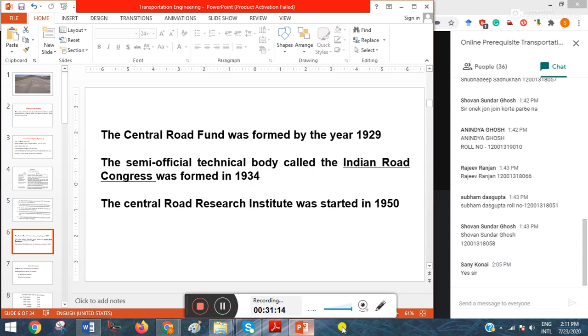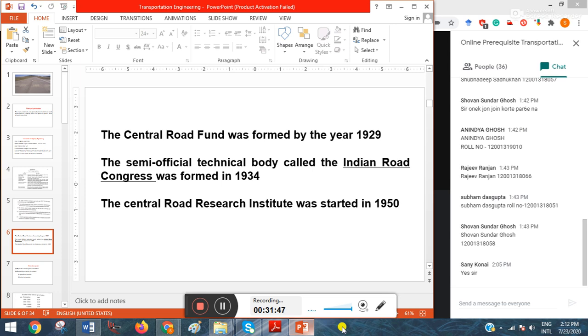During the first and second 5-year plan periods, that means 1951 to 56 and 1956 to 61, the road development program also was systematic, and hence the Nagpur plan target of total road length was achieved about 2 years ahead. Before the target period, it was achieved at least 2 years ahead. It was achieved in 1961.